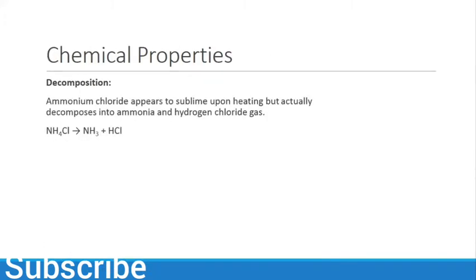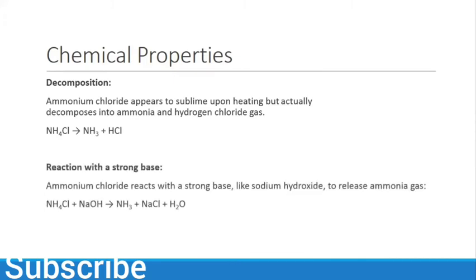So what are the chemical properties? Decomposition. Like preparation, it also decomposes into ammonia and hydrogen chloride in gas form. Reaction with a strong base: ammonium chloride reacts with a strong base like sodium hydroxide to release ammonia gas. So ammonium chloride reacts with sodium hydroxide, then we have ammonia plus NaCl plus H2O.